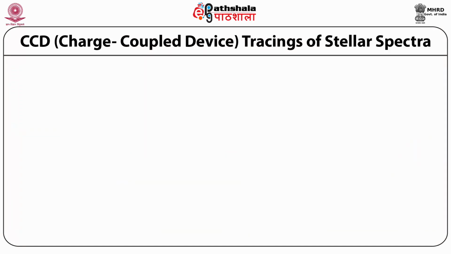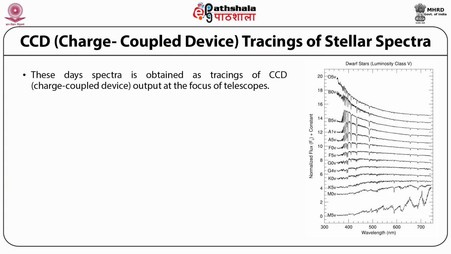CCD tracings of stellar spectra. These days, spectra are obtained as the tracings of charge-coupled device, CCD, output at the focus of telescopes. This figure shows the tracings of stellar spectra of various classes, where they record directly the intensity of lines as well as the background. And as you can see, students, over here each dip in the tracing is an absorption line.